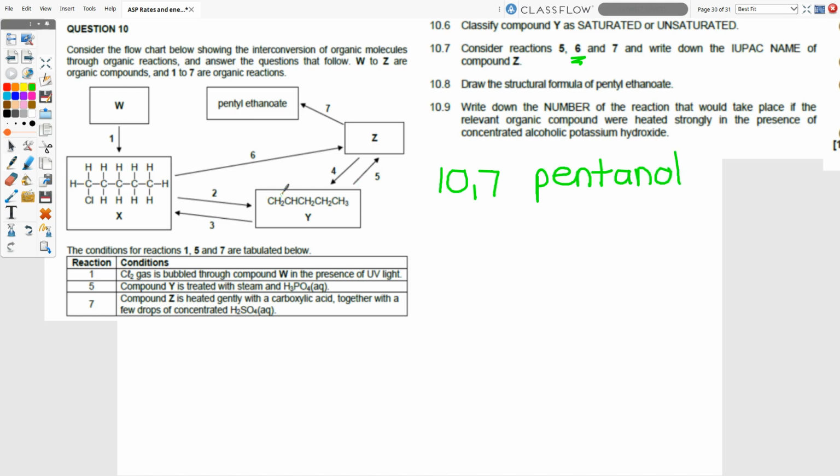If you want to, you can say 1-pentanol, but because it's 1, we don't really have to say it. They won't mark it wrong if you don't say it. Then the structural formula of pentyl ethanoate.